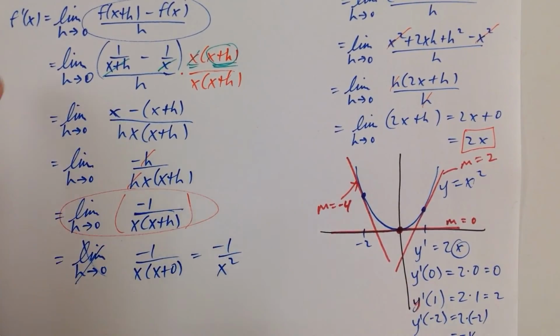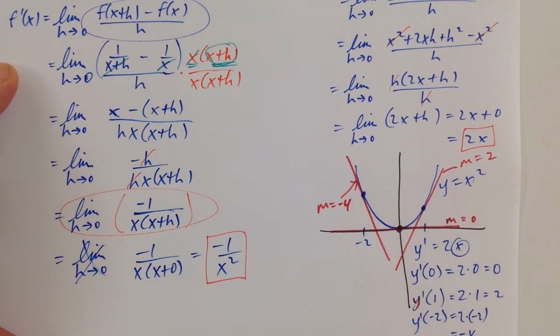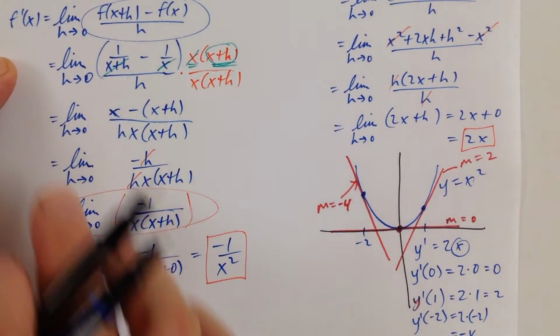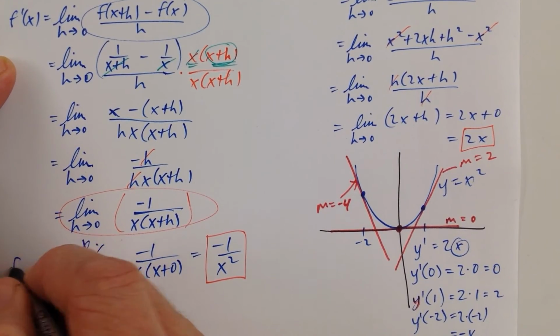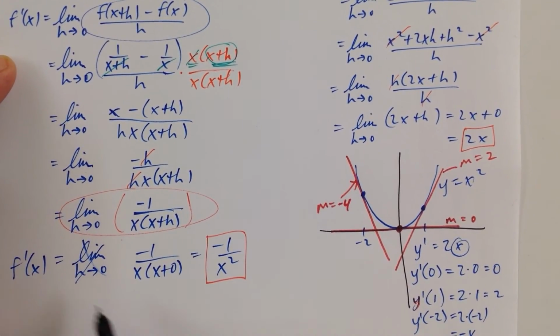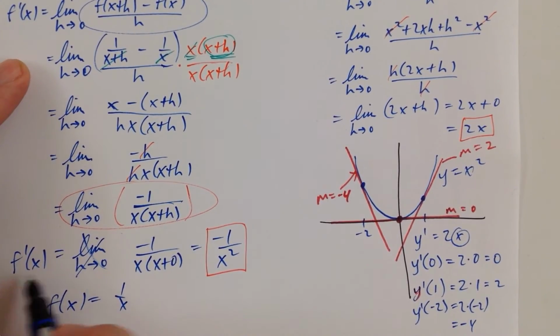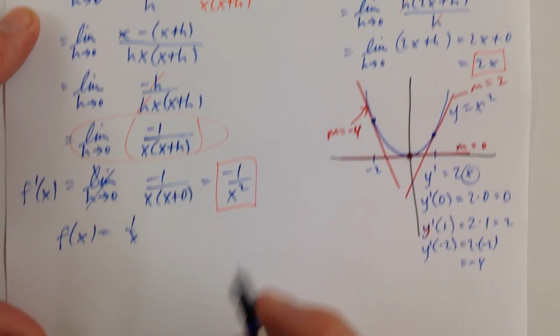I think most students in the beginning, when they're learning how to use the definition of the derivative, forget to just replace h with 0. And it's okay to get a function of x, because that's indeed what we're getting. We're getting a function of x. The derivative is a function as well as f of x. So we had f of x being 1 over x. We have f prime of x, the derivative, is negative 1 over x squared.